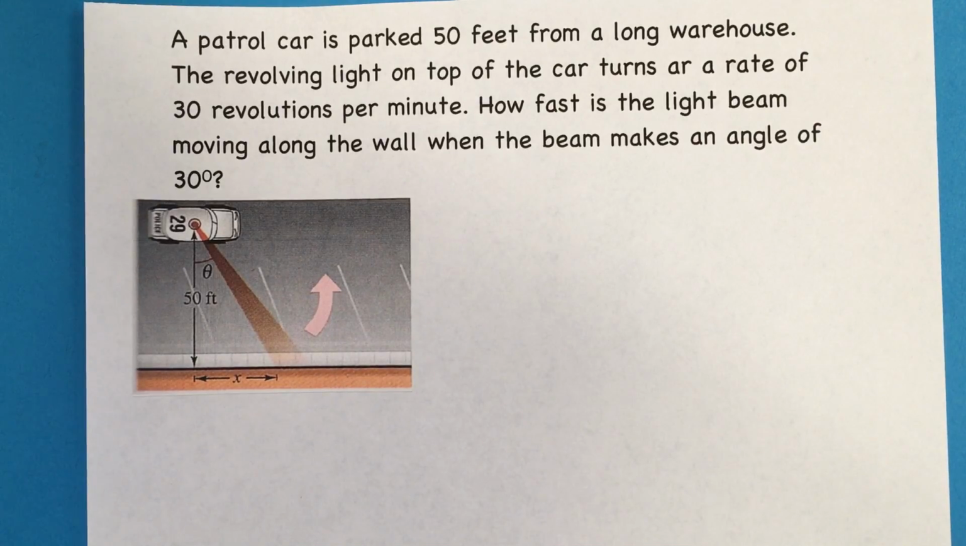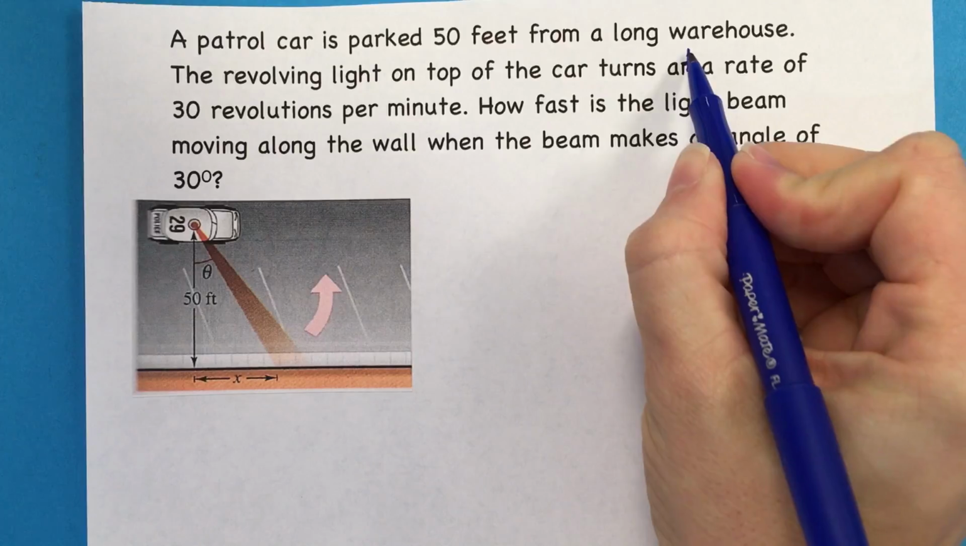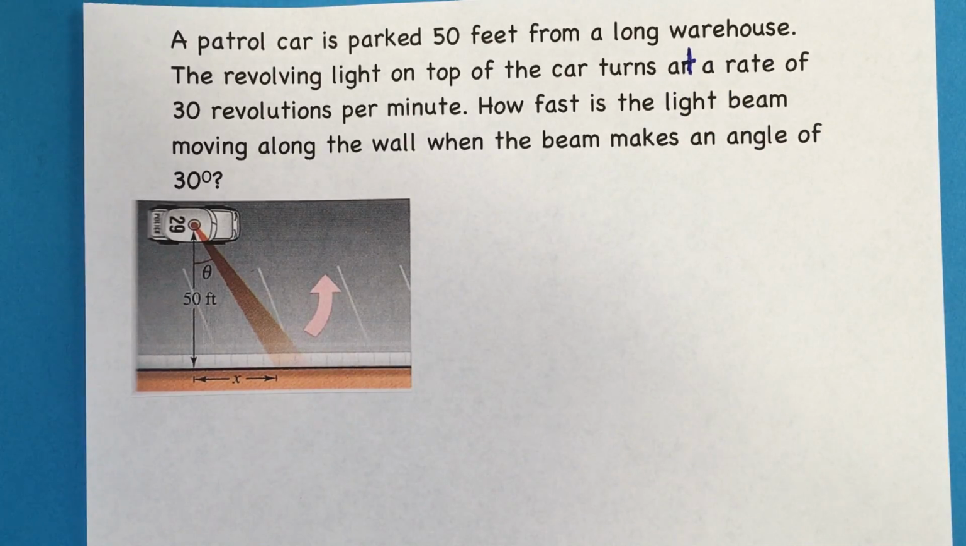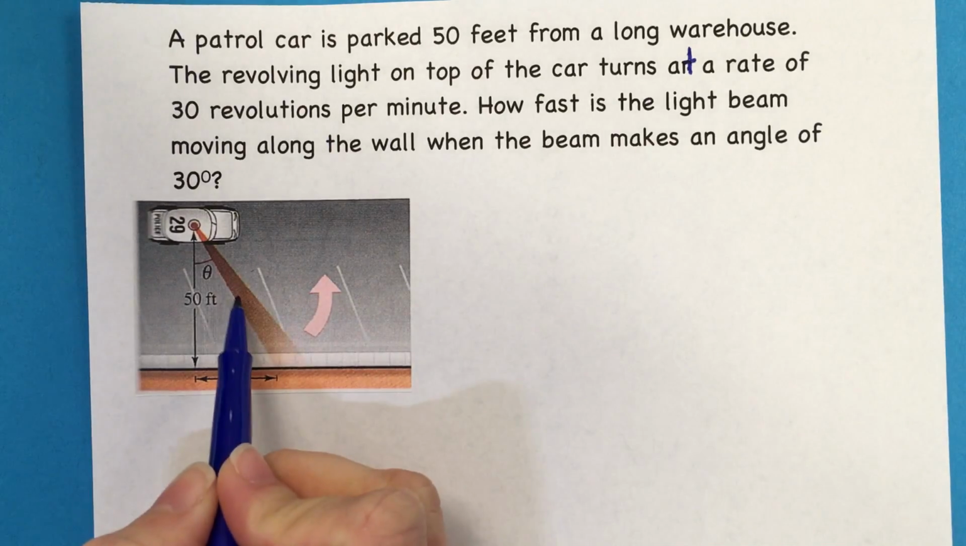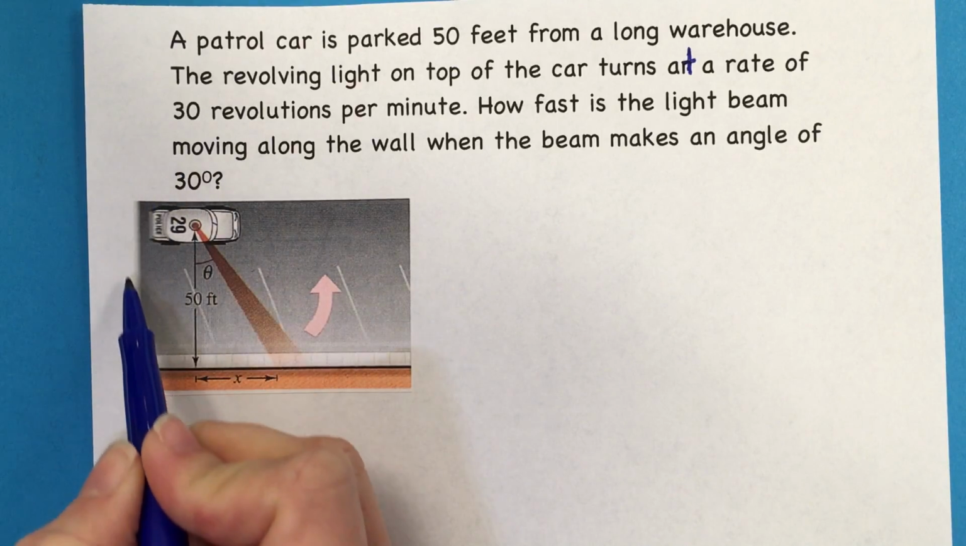A patrol car is parked 50 feet from a long warehouse. The revolving light on top of the car turns at a rate of 300 revolutions per minute. How fast is the light beam moving along the wall when the beam makes an angle of 30 degrees? So this here represents the light, and of course it's revolving around.